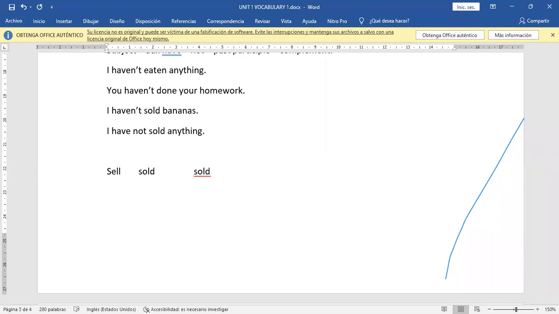This is how we have to use the past participle, and auxiliary have or has. How do you say "ella no ha estudiado inglés"?